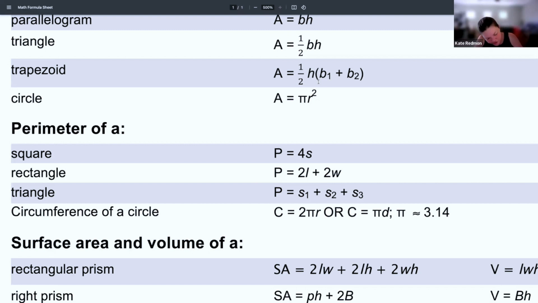Those subscripts, those numbers down at the bottom, that's not an operation. It's not math to do to the side lengths. All it signifies is first, second, or third. So S1 means the first side. S2 means the second side. S3 means the third side. Super simple formula when you're looking at it that way. It says to find the perimeter of a triangle, add together the first, second, and third side.